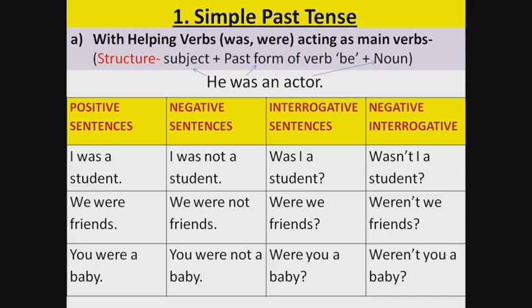In interrogative form or question form, it will be was I a student? Wasn't I a student? This is negative interrogative form. We were friends. We were not friends. Were we friends? Weren't we friends? You were a baby. You were not a baby. Were you a baby? Weren't you a baby?